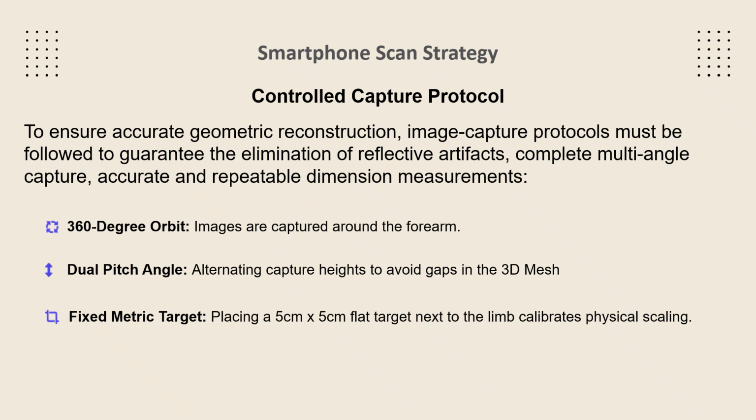We then address scale. Photogrammetry operates in a dimensionless pixel coordinate space. We place a flat 5 cm by 5 cm reference target next to the limb to establish absolute physical measurements. This fixed metric target enables our software to scale the digital workspace back to physical millimeters.